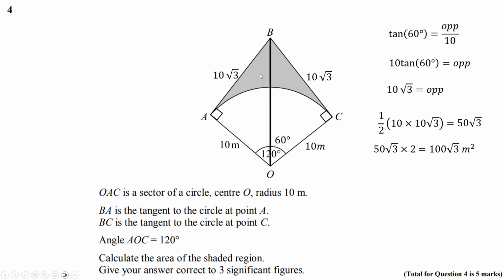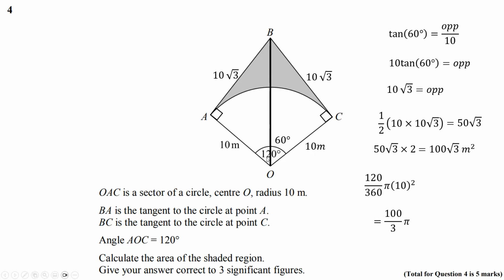So then we'll be left with this. So the formula for the area of the sector is the angle of the sector over 360 degrees multiplied by pi r squared. So the angle is 120 divided by 360 multiplied by pi, the radius, which is 10 squared. And if you put that into a calculator, you'll get 100 over 3 pi.